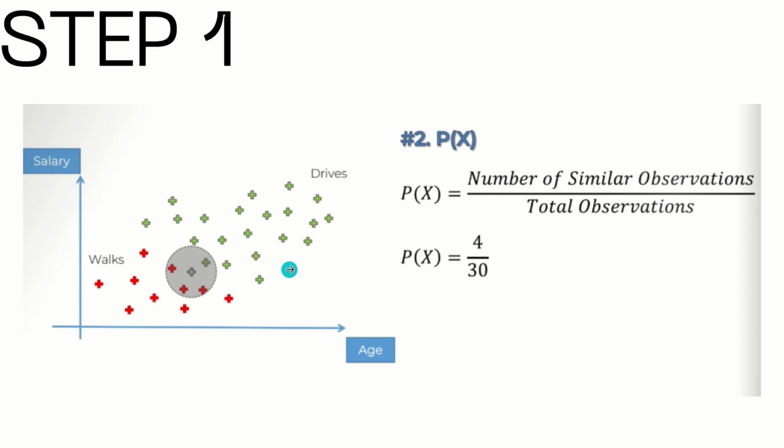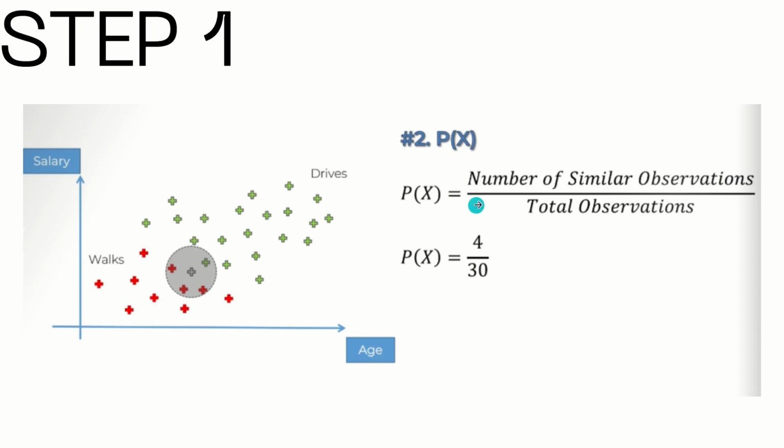Actually, for the second step, what we have to do is make a radius. This radius is your choice. You can make a bigger radius also, you can make a smaller radius also. So let's suppose we've made this radius, and this is a gray point which you can see in the middle, and then we have 3 red points in the vicinity, and we have 1 green point in the vicinity. So in this case, how can we calculate the second step, this marginal likelihood?